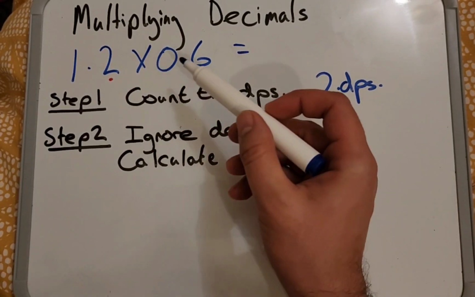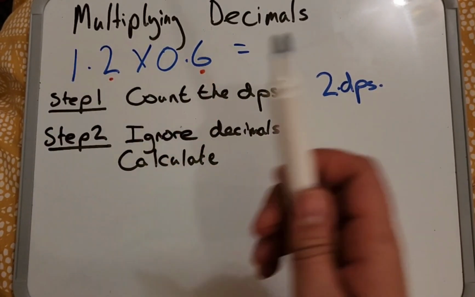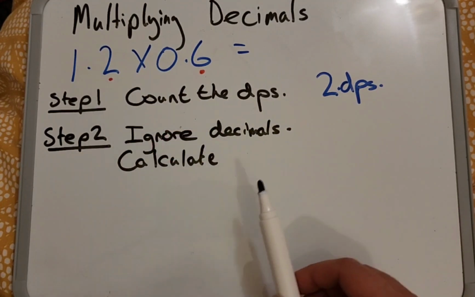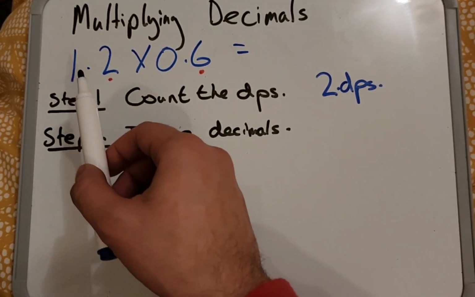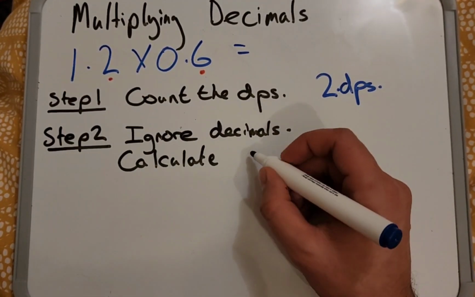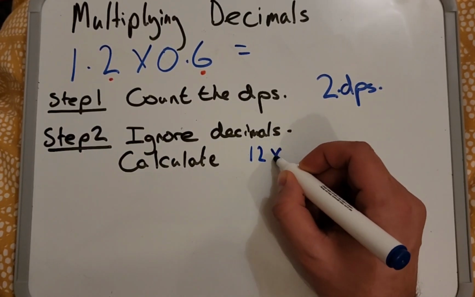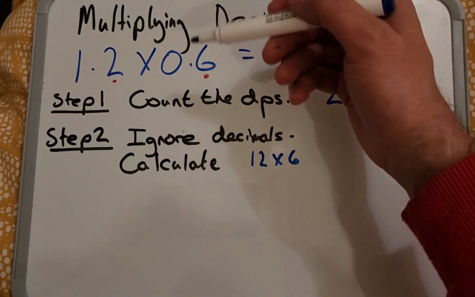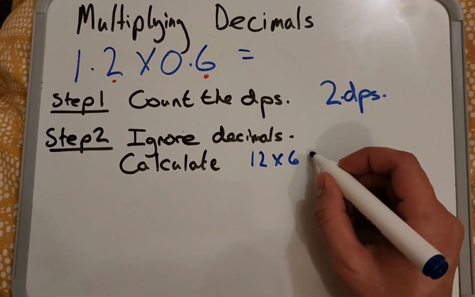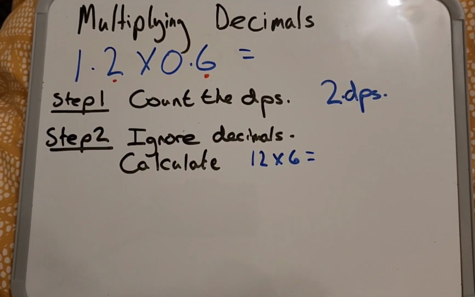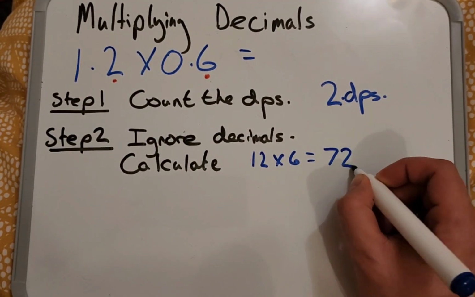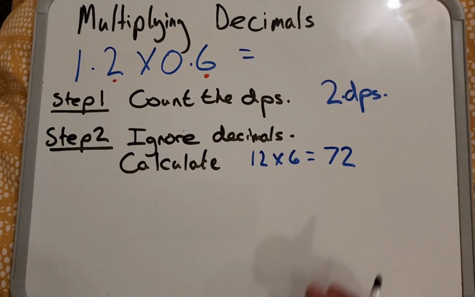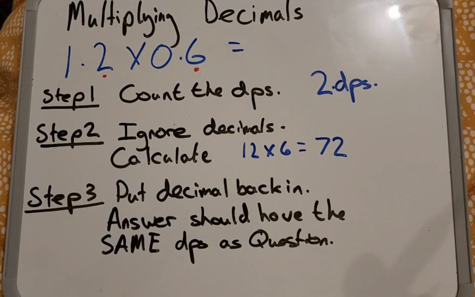Step 2 is ignoring the decimal places, so ignoring the decimal points. That's why I put ignore decimals. And just calculate. So this becomes 12 times 6. I like this bit because this is something you're comfortable with, that's familiar. The answer to 12 times 6 is 72. Okay, so our answer here is 72.